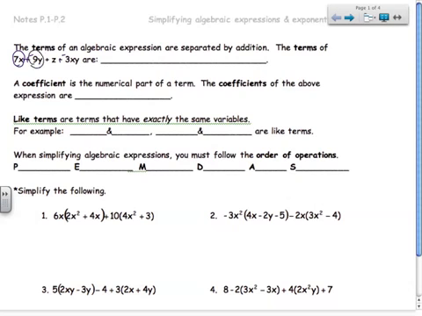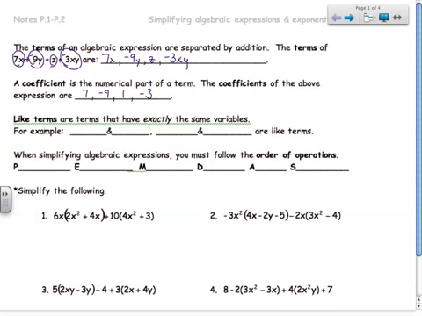1, 2, 3, 4. So those four terms would be 7x, negative 9y, z, and negative 3xy. It's important that you can identify the different terms of an expression so that we can then take the terms and add them whenever they're like terms. Now the coefficient is the numerical part of a term. So once you've identified the terms, the coefficients are simply the numerical parts. In the terms we already identified, the coefficients would be 7, negative 9, 1, and negative 3.